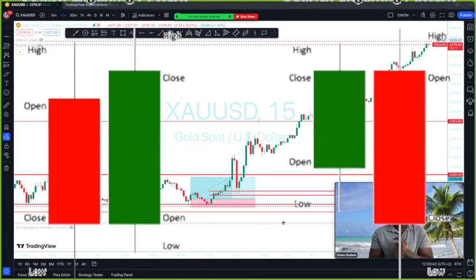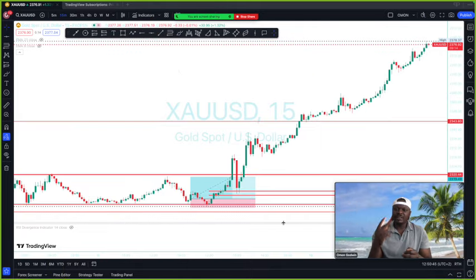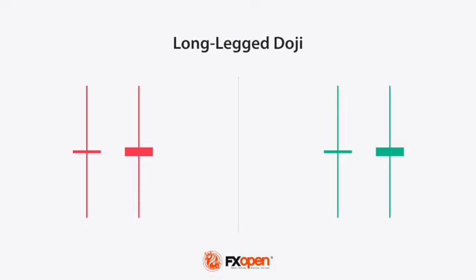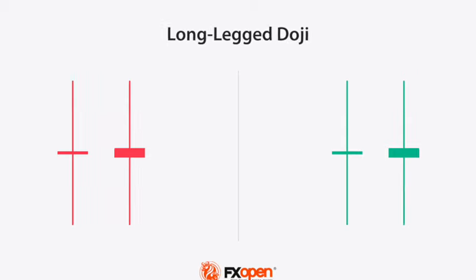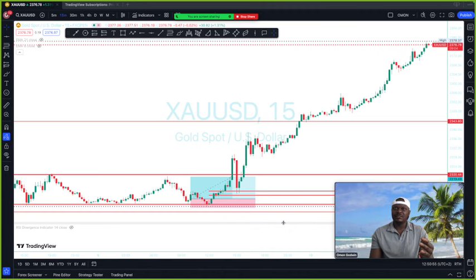Number two, you need an engulfing candlestick. Number three, you need doji candlesticks. Those are the three candlesticks that you need to get into the trade.